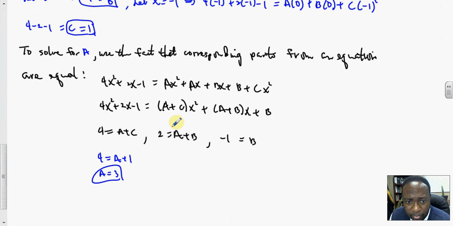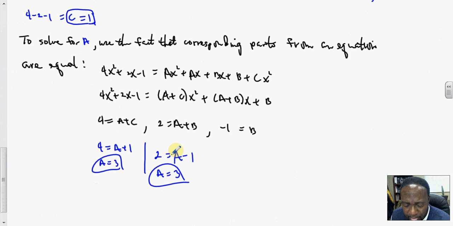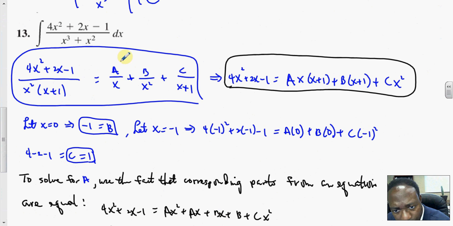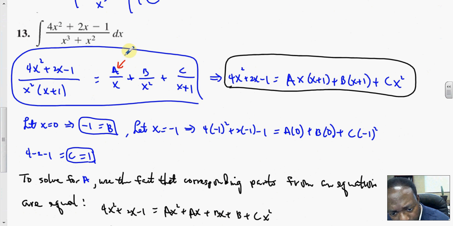b is equal to negative 1, so here you have 2 is equal to a minus 1, and so a is equal to 3. Well, we knew that, and you didn't have to do that. Just wanted to show you how strong our old method was. So a is 3, b is negative 1, and c was equal to 1.